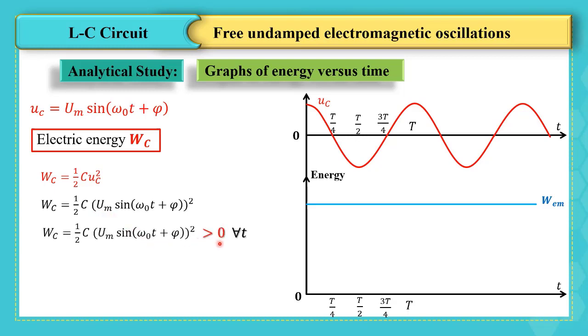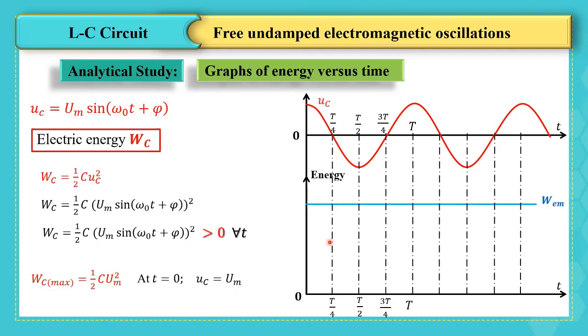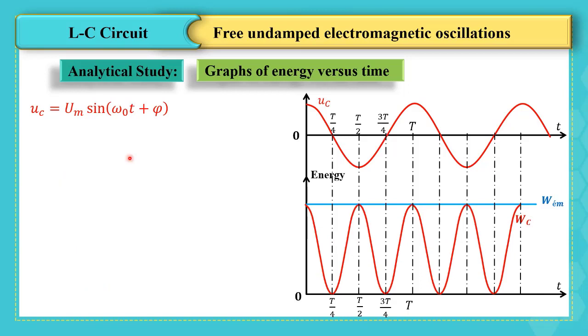This expression is always positive, and we must note that WC maximum is equal to half C U maximum squared, and at t equals 0, UC equals U maximum. So the graph of WC will have a sinusoidal form.